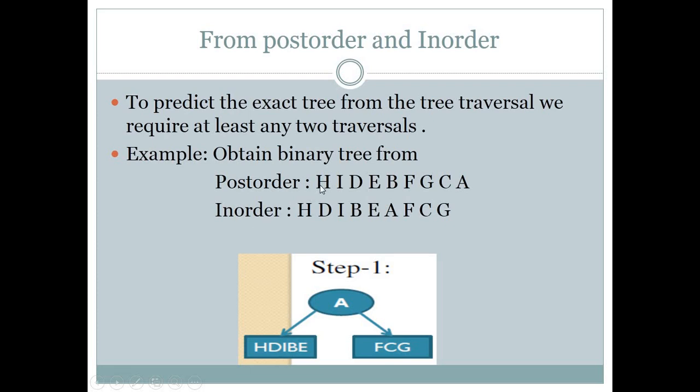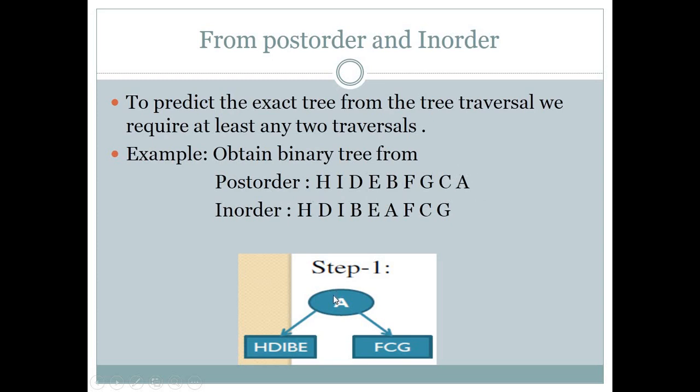Here the post-order traversal says H, I, D, E, B, F, G, C and A. The in-order traversal says H, D, I, B, E, A, F, C and G. From this we know that in post-order traversal we have first our left node, then our right node, and in the last our root node. So here in post-order traversal, at the last we have A. It means A will be our root node.